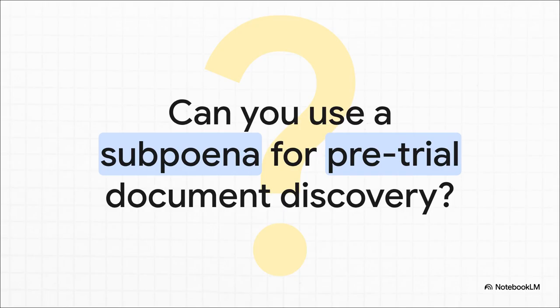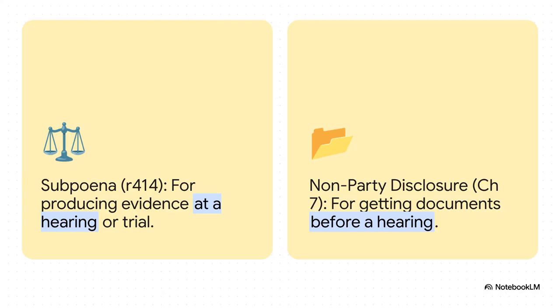Can you just fire off a subpoena to get them? The answer, with very, very few exceptions, is a hard no. And here's why. It's all about using the right tool for the right job. The UCPR has 2 completely separate systems. A subpoena, under Rule 414, is for getting evidence at a hearing or trial.